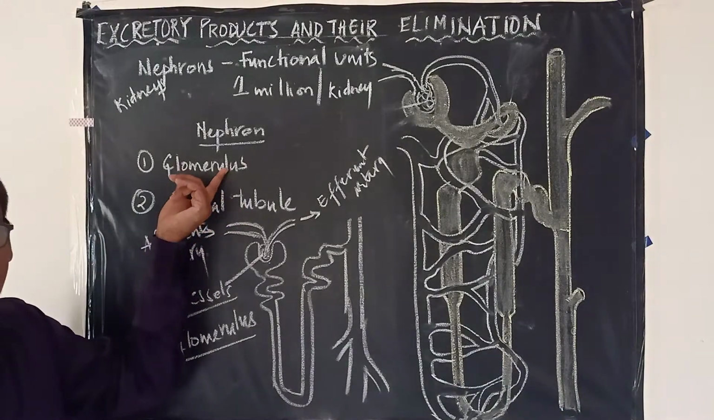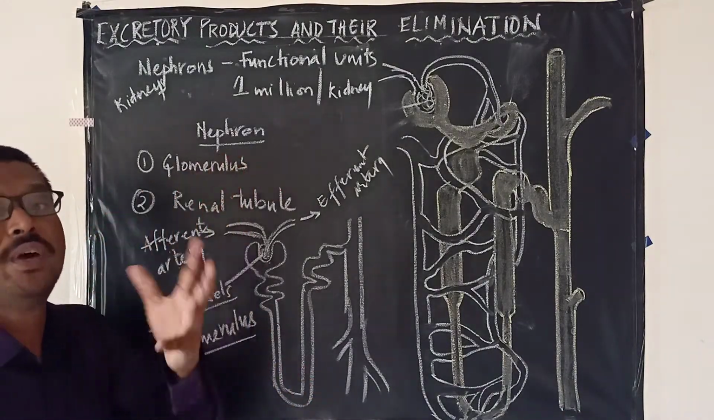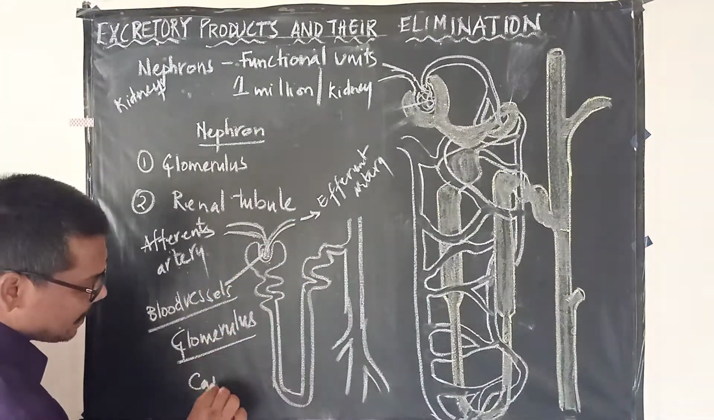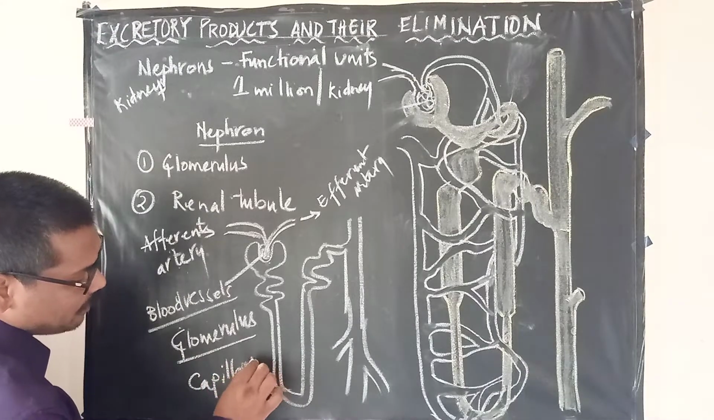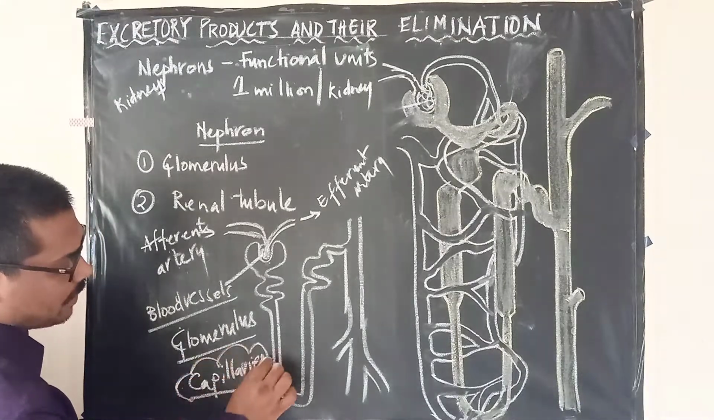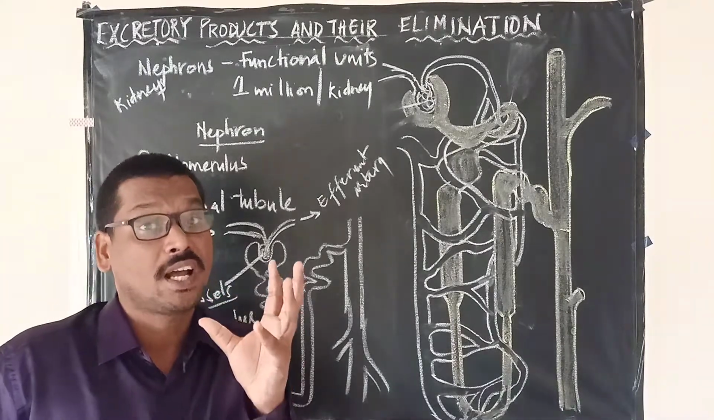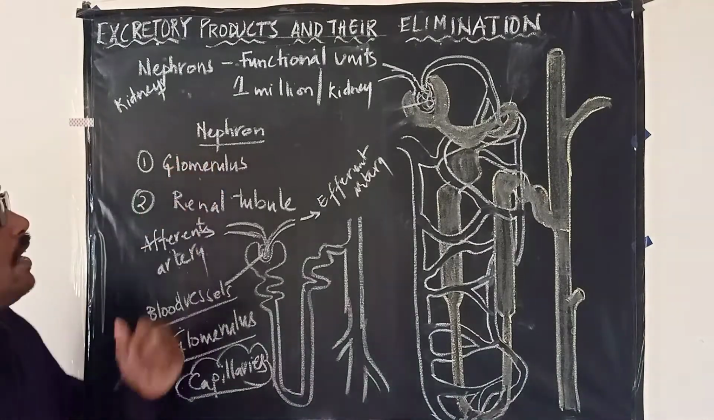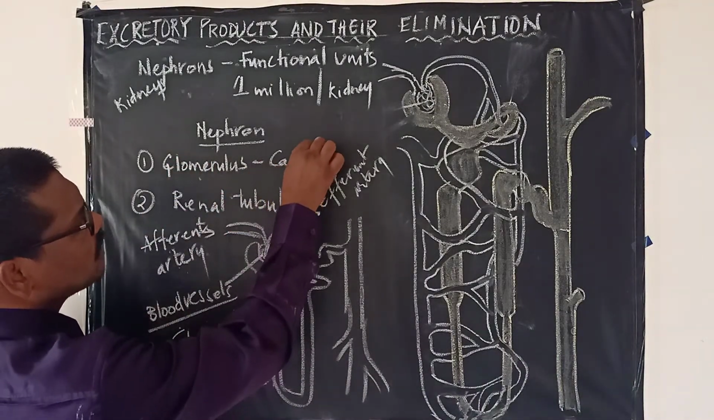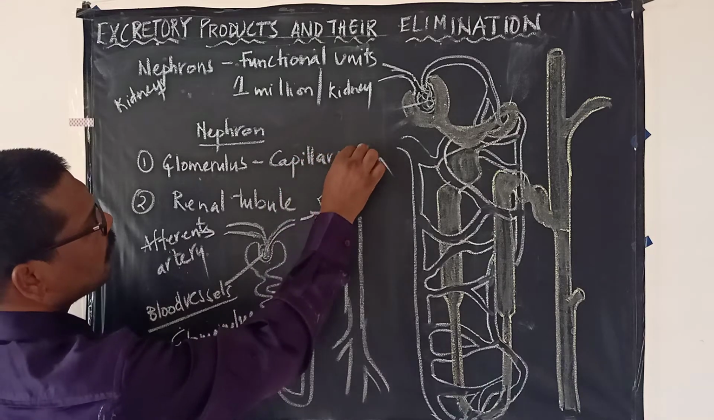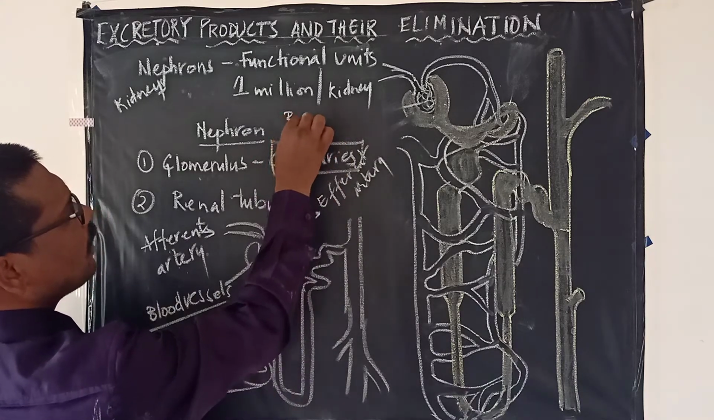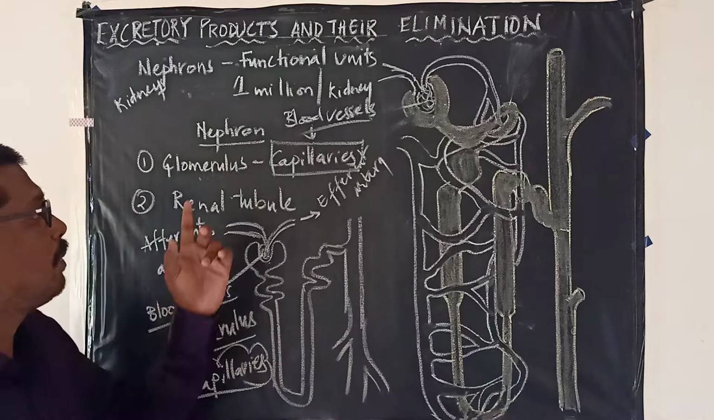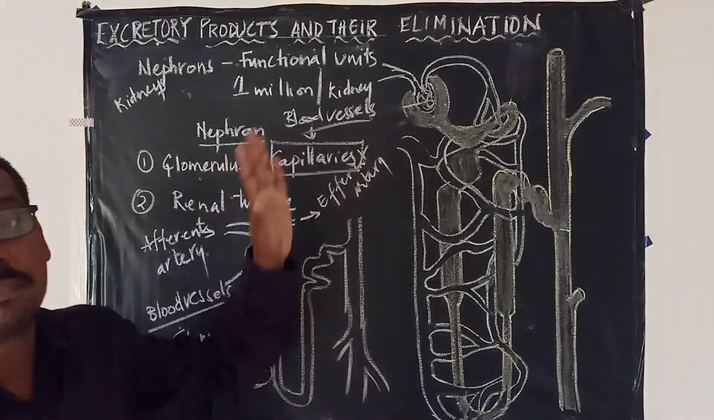So what is the glomerulus? It is nothing but blood vessels. What are those blood vessels? They are the capillaries, the minute blood vessels, which are called the glomerulus. It is the same point repeated: the glomerulus is nothing but the capillaries. They are the blood vessels.